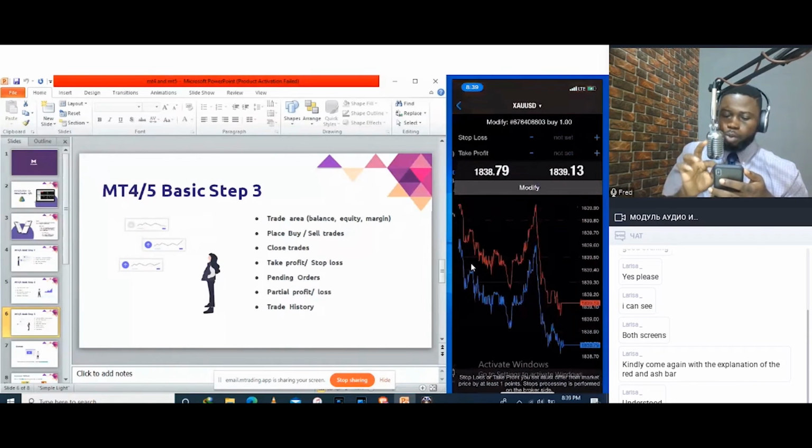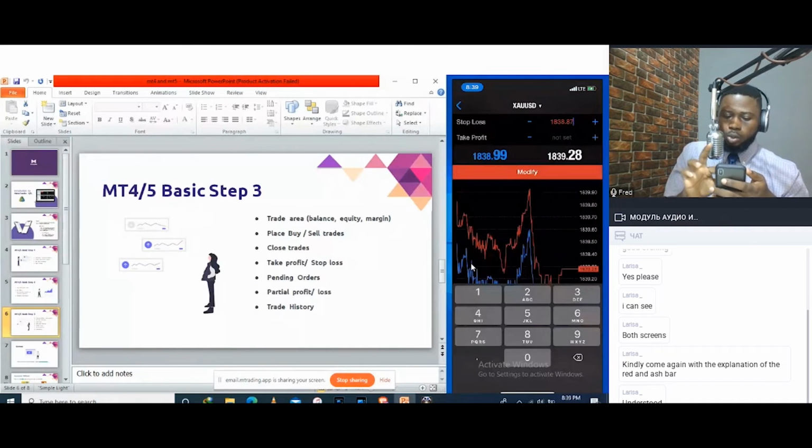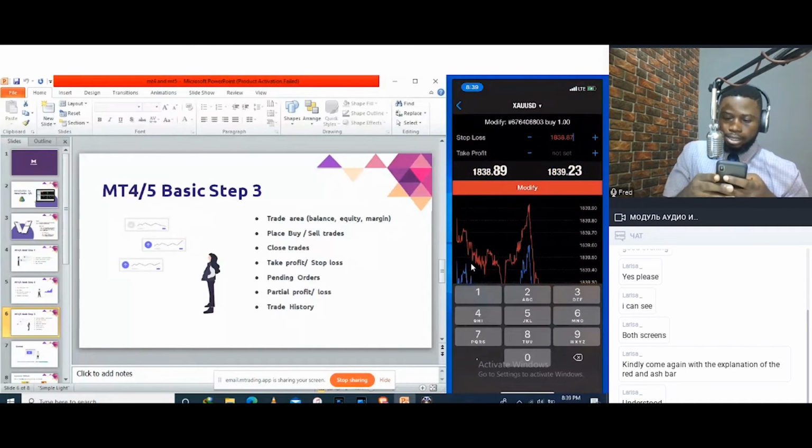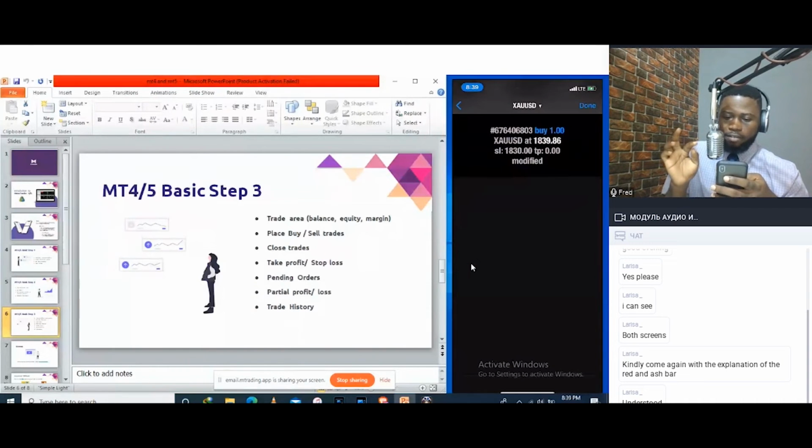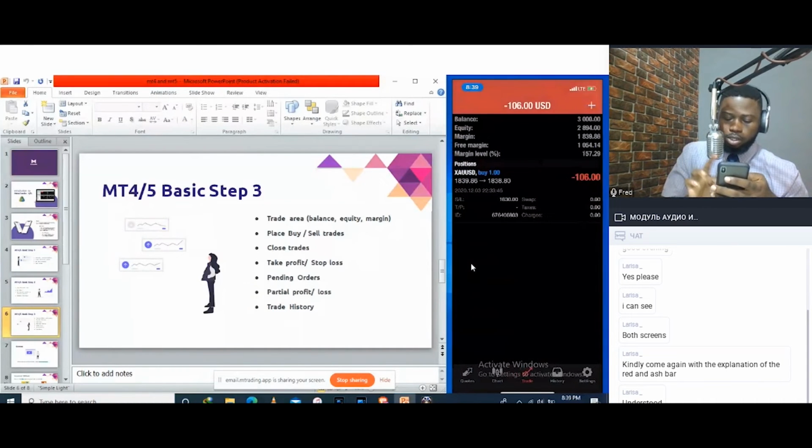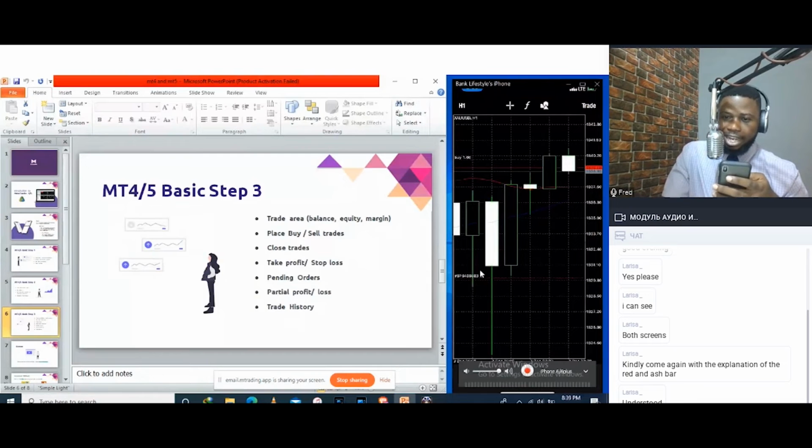So the modify button is where you can place your take profit and your stop loss. Okay. So stop loss. Let's set a stop loss to be, let's say, 1830. So modify. So we've set our stop loss. So let's go and see. You can see right here where I placed my stop loss.